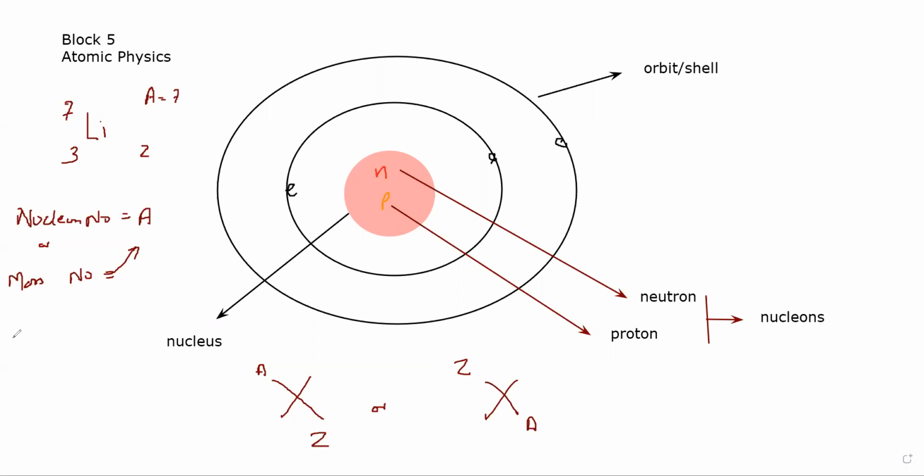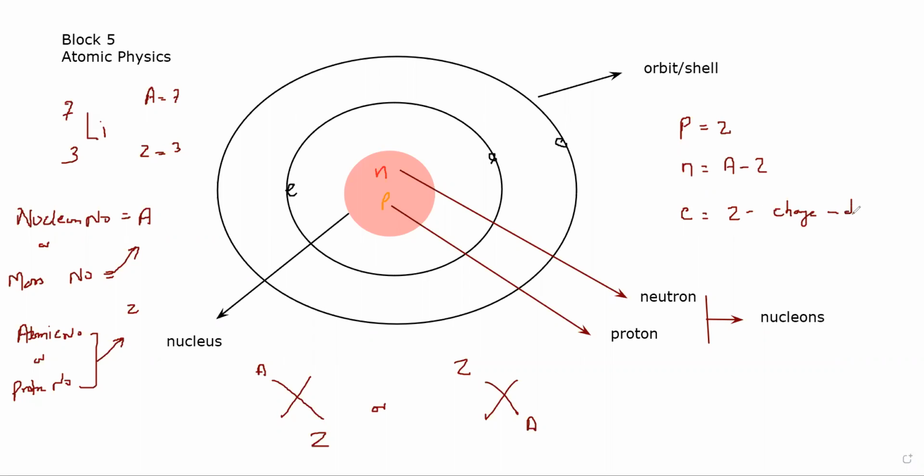Z is the atomic number, or we can also say proton number. So what is Z here? Z is equal to 3. And if we want to find, for any atom, the number of neutrons, protons and electrons, the formula we use is: protons are given by Z, neutrons are given by A minus Z, the difference of mass number and atomic number, and electrons are equal to Z minus the charge on the atom.